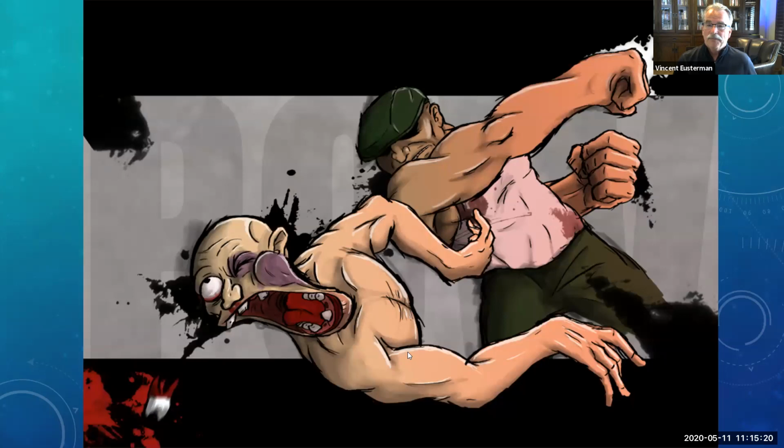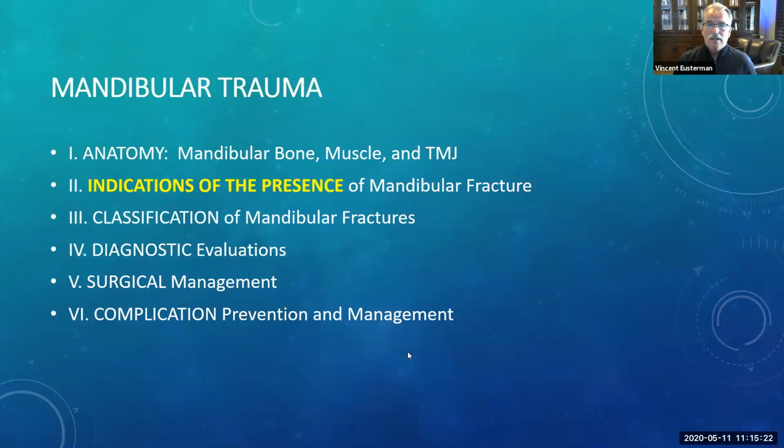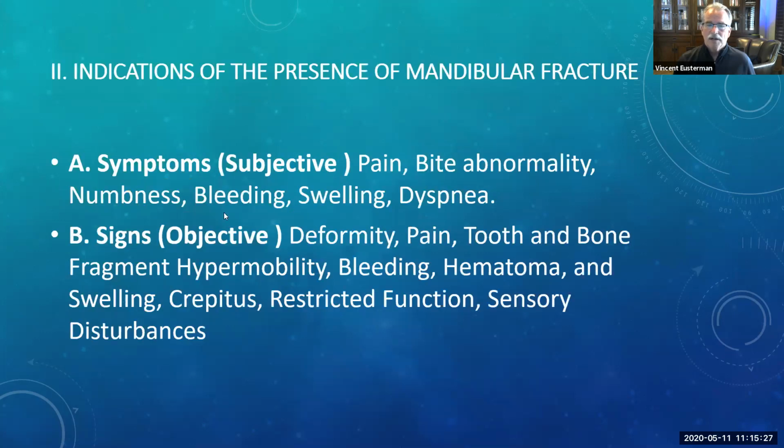As far as moving forward with trauma, the indication that you do have a fracture has a lot to do with the symptoms of the patient. So there's going to be subjective and objective. They have pain, open, usually a bite deformity of some kind, numbness, bleeding, swelling, and dyspnea. The signs are pain, deformity, tooth and fragment hypermobility, bleeding, hematoma, swelling, crepitus, restricted function, and sensory disturbances.